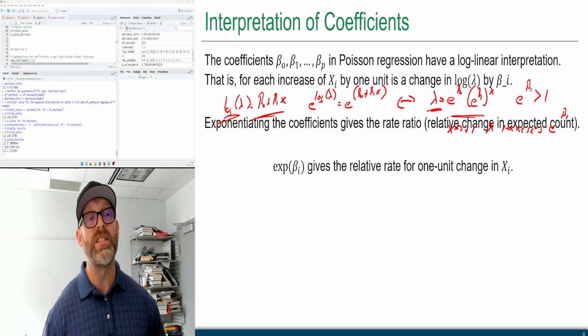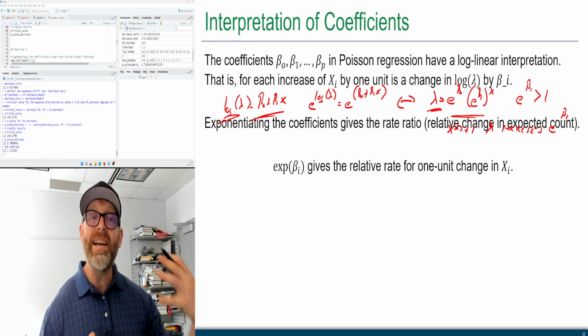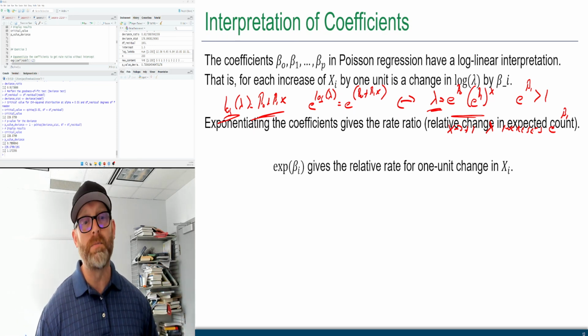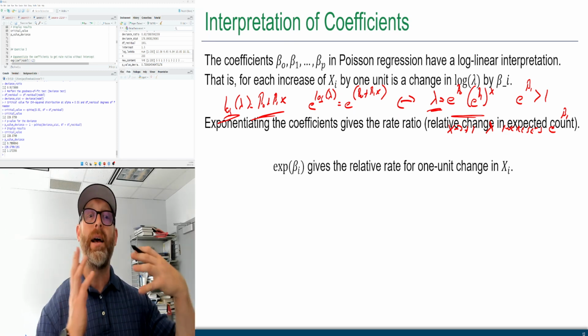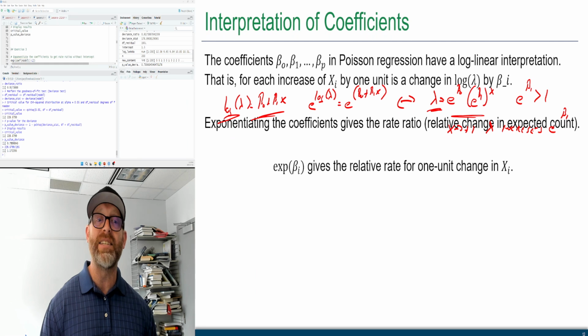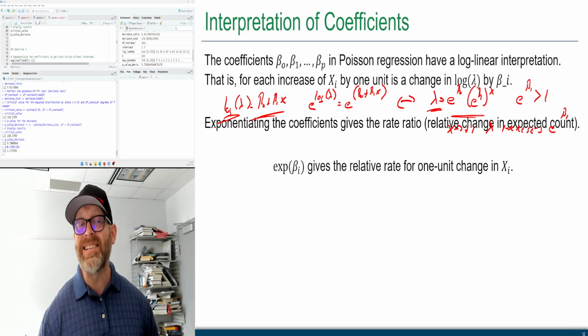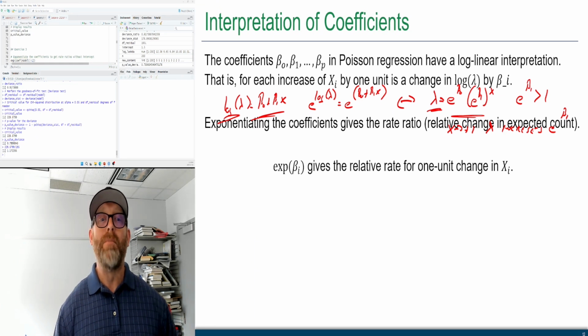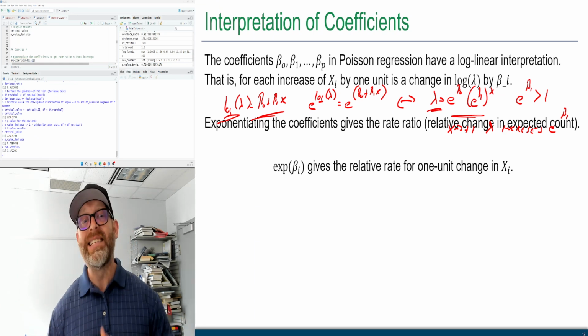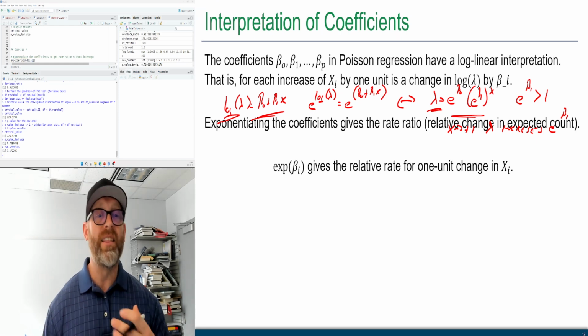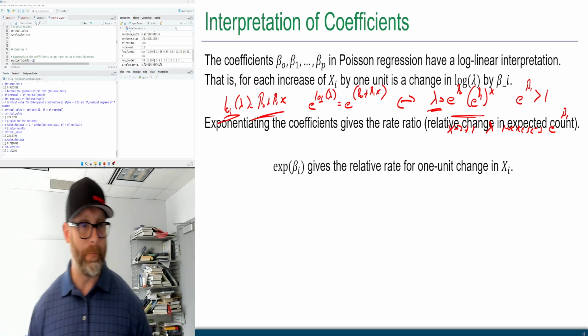So again, if x increases by 1, e to the beta 1 is going to be the change. If it's greater than 1, it's a percent increase. If it's less than 1, it's a percent decrease. If it's 1, it's the same as saying this really isn't adding anything to the model. It's like beta being 0 in the additive model, because multiplying by 1 doesn't change anything, just as adding 0 doesn't change anything. So they're basically equivalent at this point.